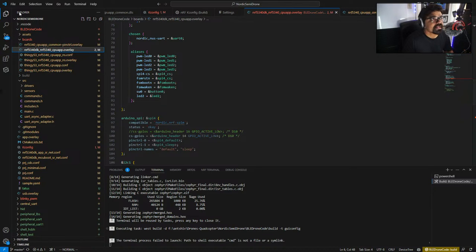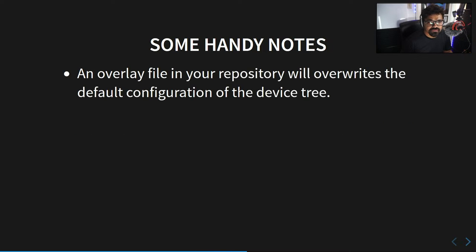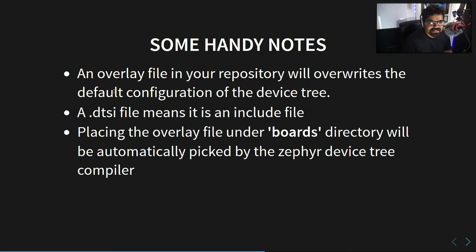And that's really how you define a device tree. And that's an example of an overlay file. Some handy notes. An overlay file in your repository will overwrite the default configuration of the device tree, as I mentioned. A .dtsi file means it's an include file because it has an I extension over here.